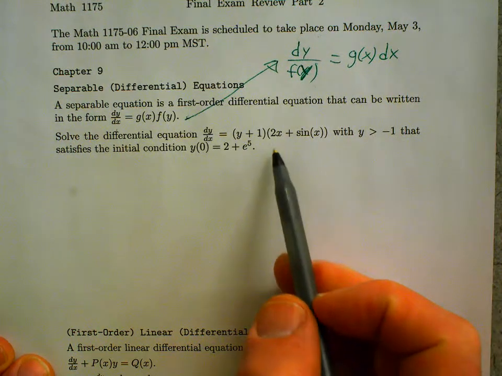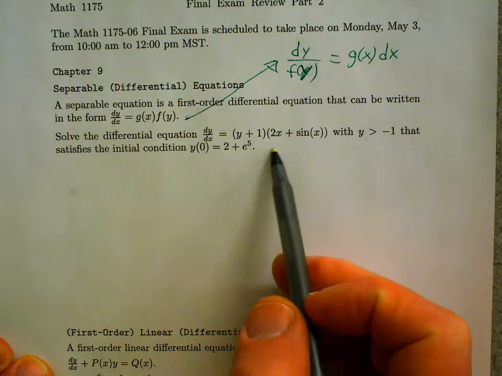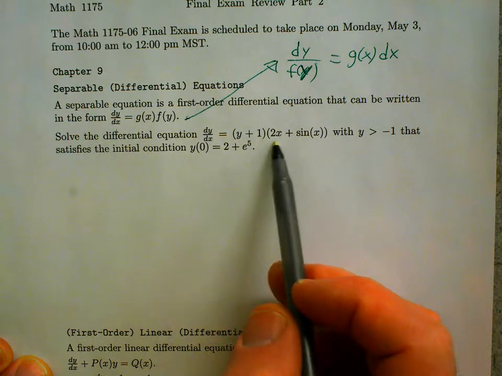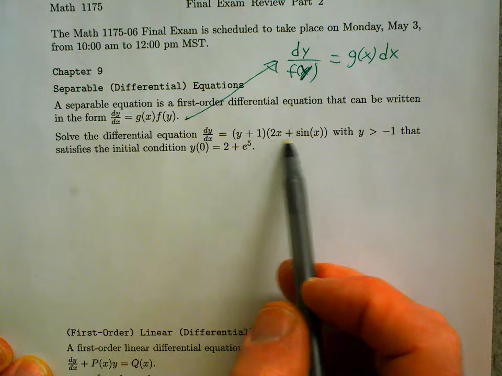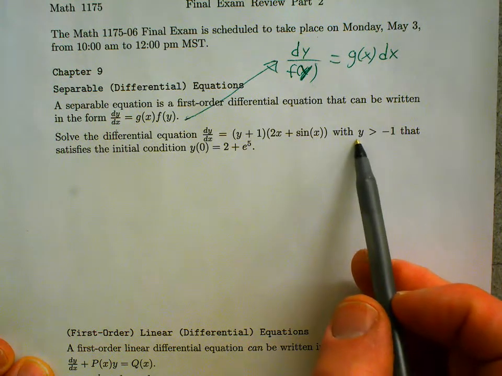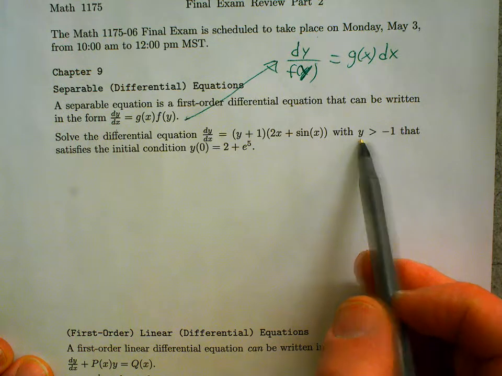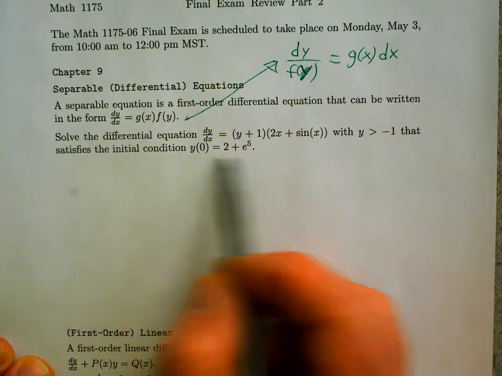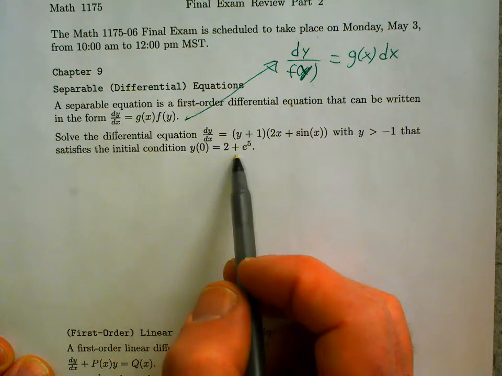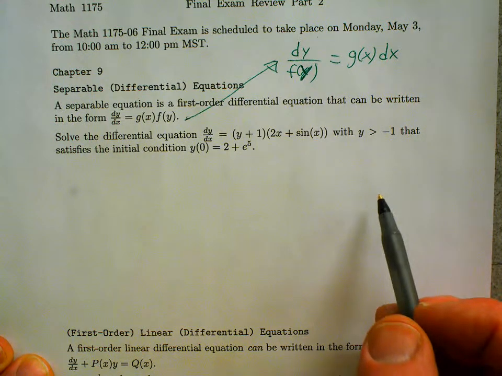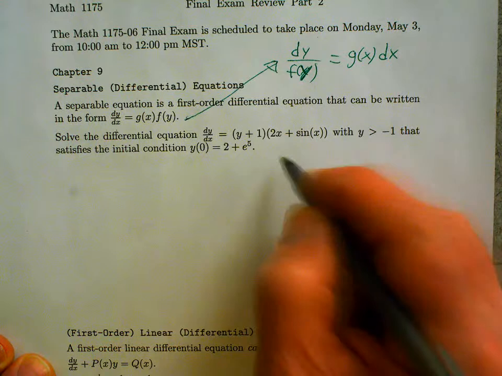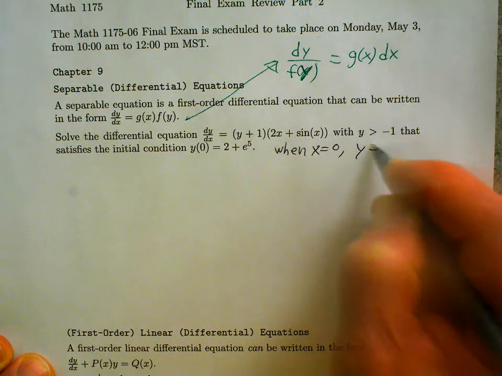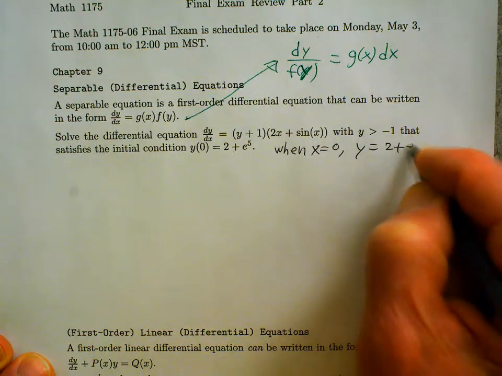Okay, so here's an example of a separable differential equation. dy/dx equals y plus 1 times the quantity 2x plus sine of x. And the conditions are that y is greater than -1. And the initial condition, y of 0 equals 2 plus e to the 5th. So what this means is when x is 0, the value of y is 2 plus e to the 5th.